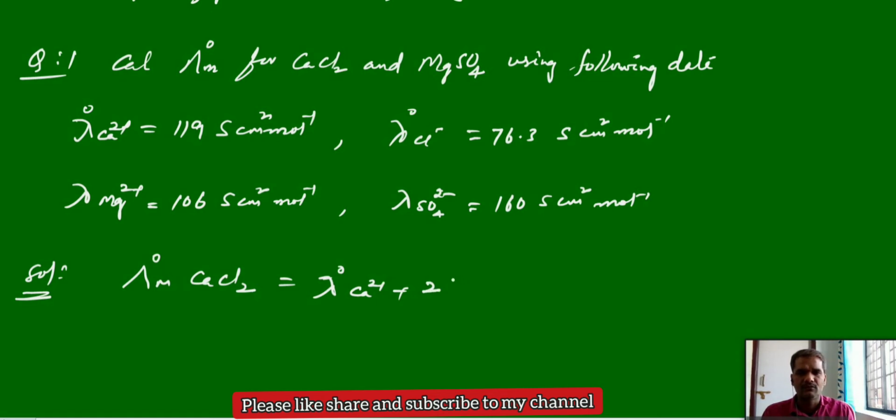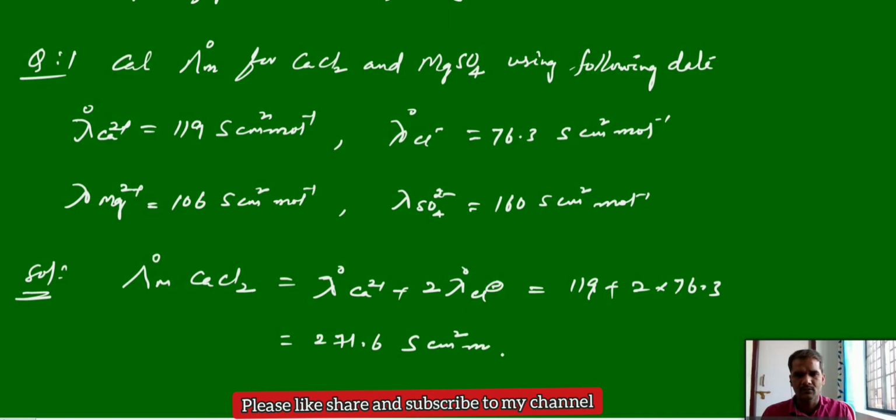So, twice the ionic conductance of Cl minus. It's 119 plus 2 into 76.3. That gives 271.6 Siemens centimeter square mole inverse.